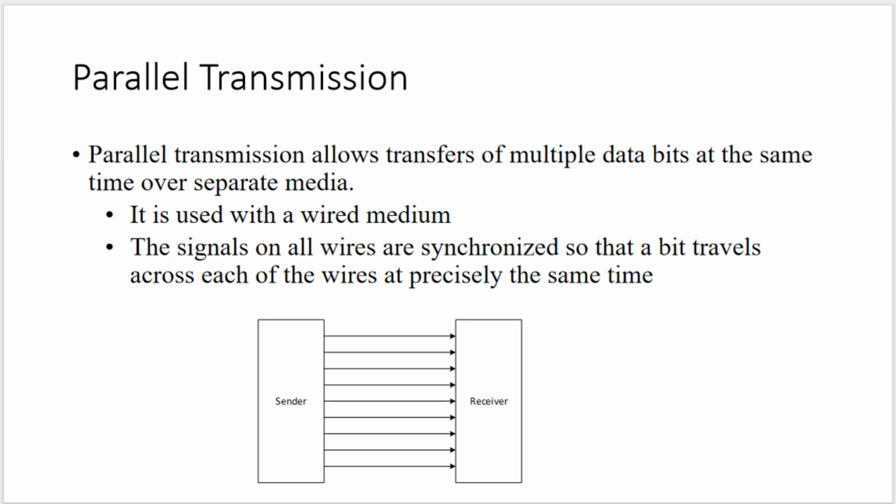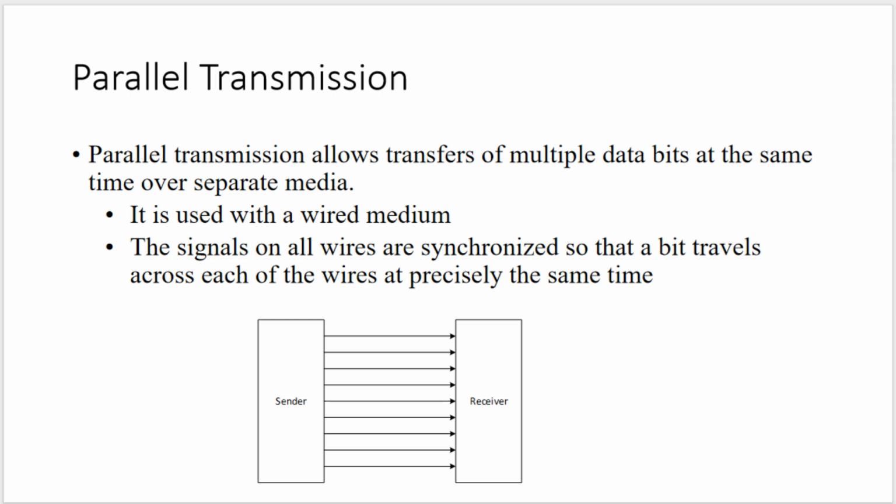So multiple bits are transmitted simultaneously over multiple channels or lines. Characteristic: high data transfer rate due to simultaneous transmission, typically used for short distance communication due to issues with signal degradation over long distances.